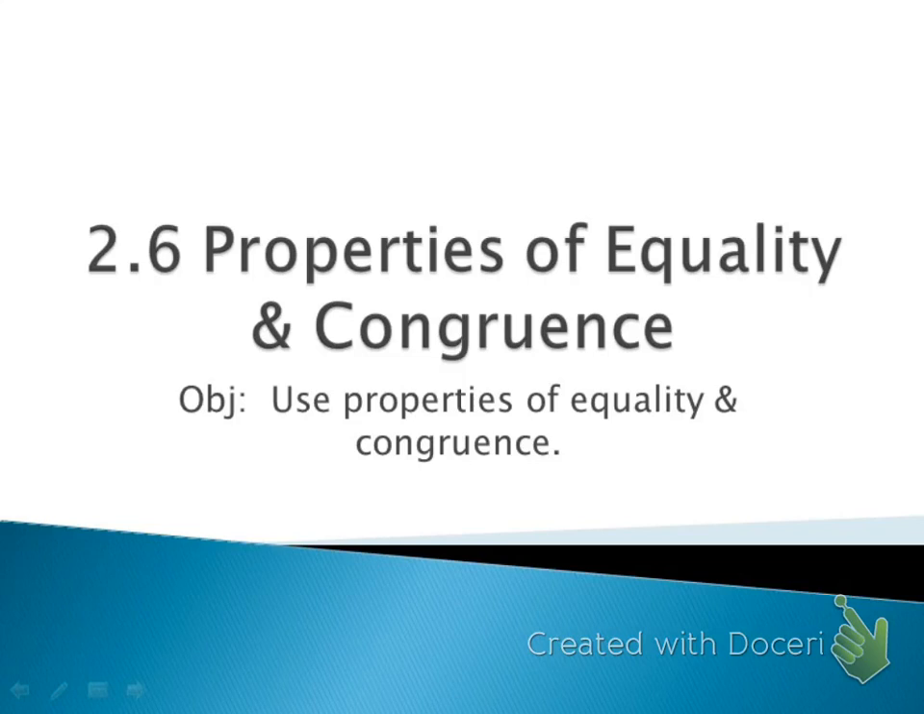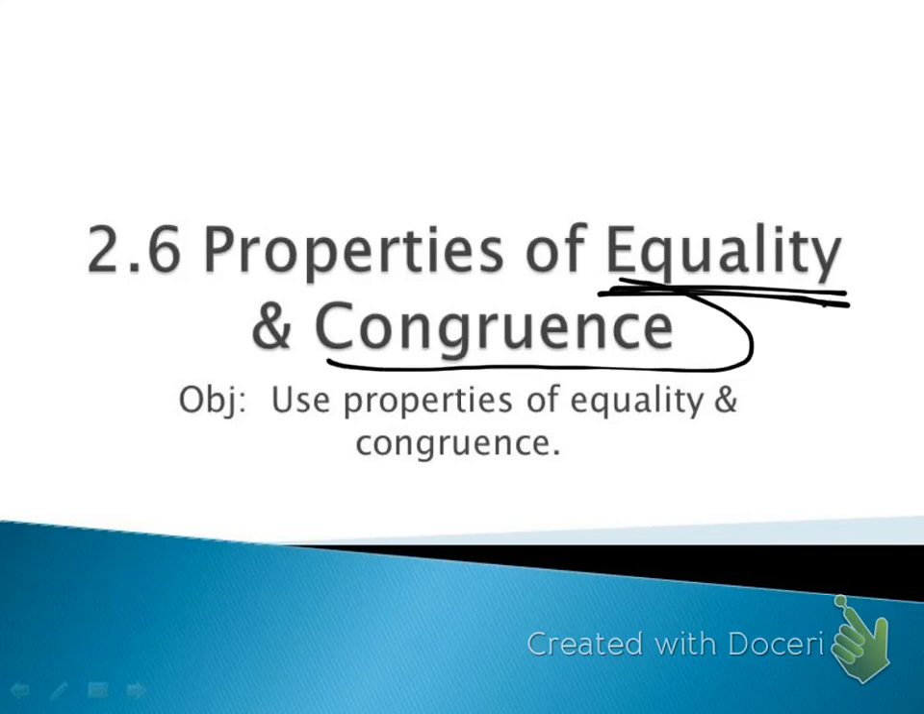All right, so today we're doing the last section in Chapter 2. It is Section 2.6. It's all about the properties of equality and congruency. We are actually only going to write in our notes the properties of equality, but they will all still apply with congruency. So the congruency ones will be on the board, but we're just going to write down the equality ones. The only difference is the equality ones have an equal sign. The congruency ones have the congruency symbol. All right, so they're the exact same thing.